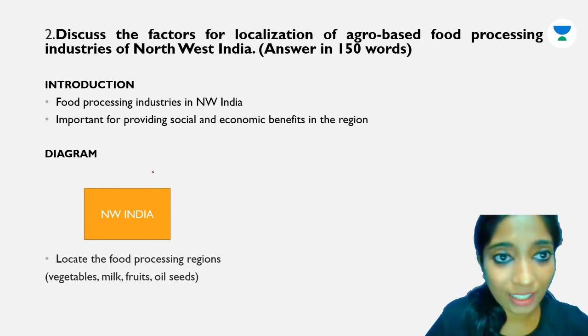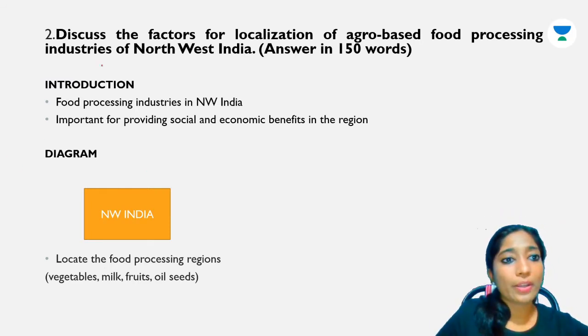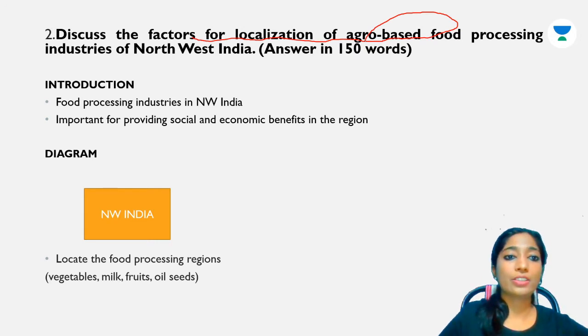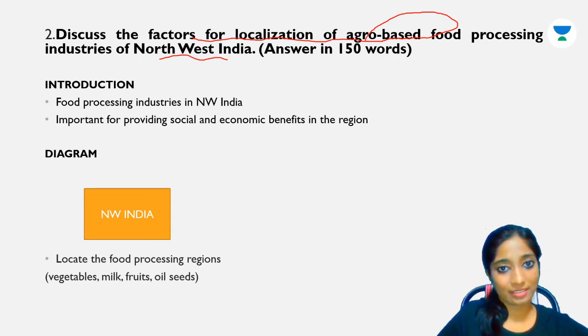Now comes the second question. In the second question, they have asked to discuss the factors for localization of agro-based food processing industries of Northwest India. It's not about India. It is only about Northwest India.